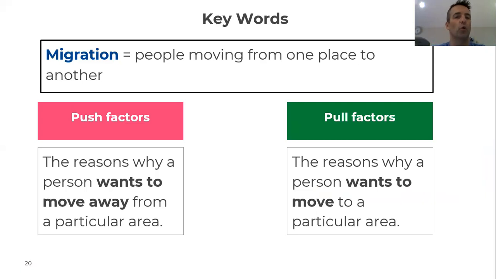So some of those are called push factors, and these are reasons why a person might want to move away from somewhere else. Whereas pull factors are reasons why a person wants to move to a particular area. So push factors are pushing people away from certain areas, and pull factors are drawing people to live in different areas. So let's have a look at some of those push factors.